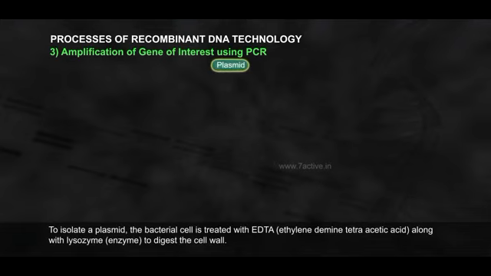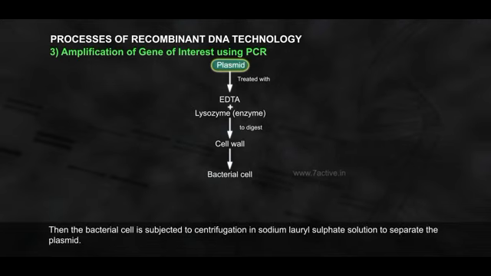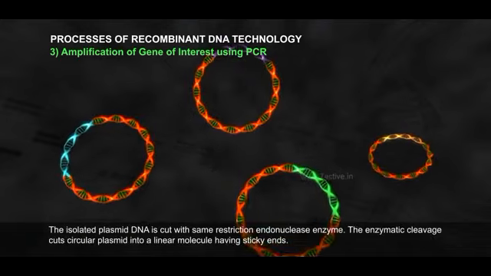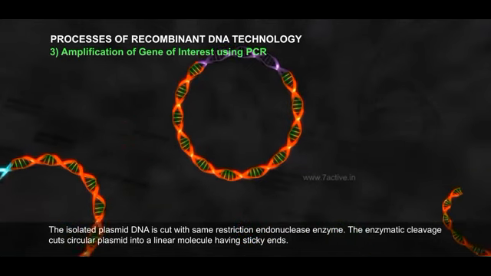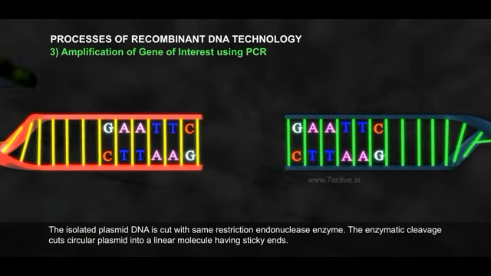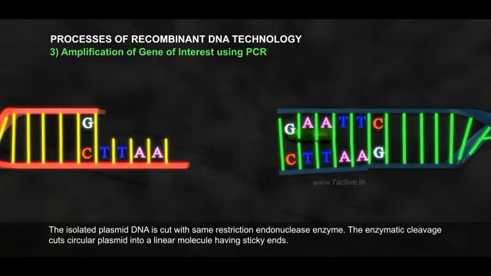To isolate a plasmid, the bacterial cell is treated with EDTA, ethylenediaminetetraacetic acid, along with lysozyme enzyme to digest the cell wall. Then the bacterial cell is subjected to centrifugation in sodium lauryl sulfate solution to separate the plasmid. The isolated plasmid DNA is cut with the same restriction endonuclease enzyme. The enzymatic cleavage cuts the circular plasmid into a linear molecule having sticky ends.